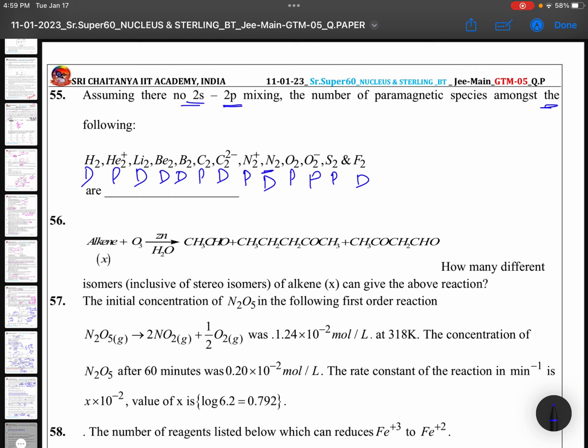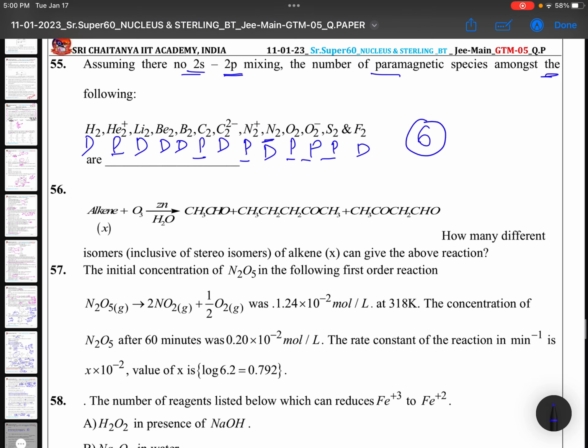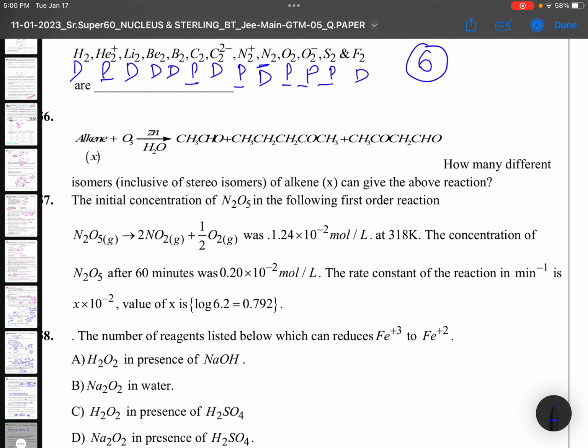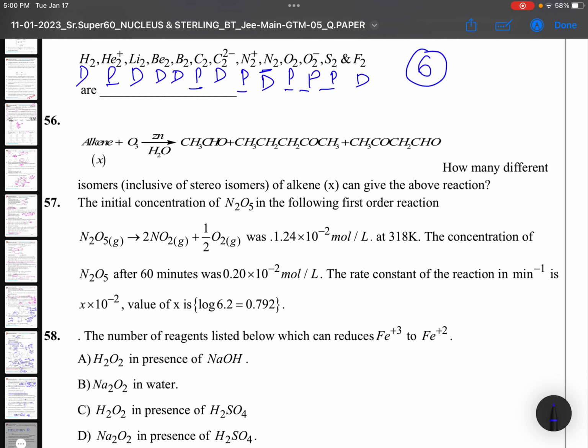Fifth question. He is asking para. Alkene plus ozone gives CH3CHO. This is Amaya. Thank God. But again, he is asking how many different isomers of alkene X can give the above reaction.